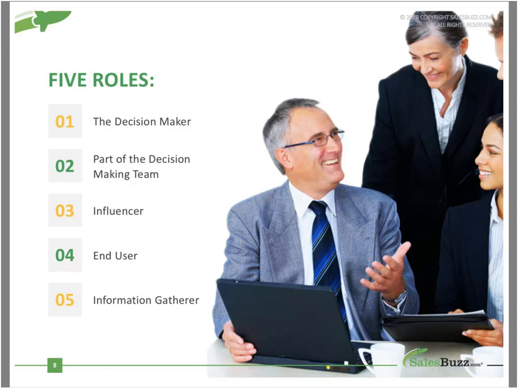So now the question is this. If those are the 5 roles, right? Decision maker, part of the decision-making team, influencer, end user, information gatherer. Now the question is, how do you identify their role? How do you properly identify your prospect's role now that you know what the 5 categories are? And the answer is this. To properly identify your prospect's true role in the decision-making process, you need to ask 2 very specific questions.